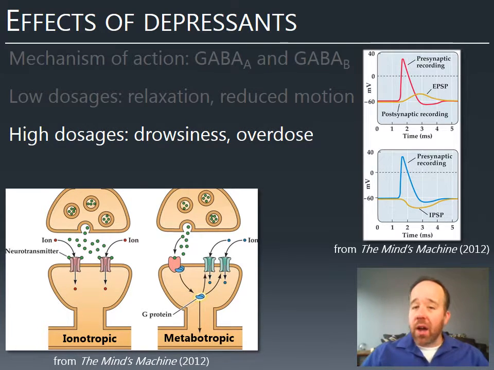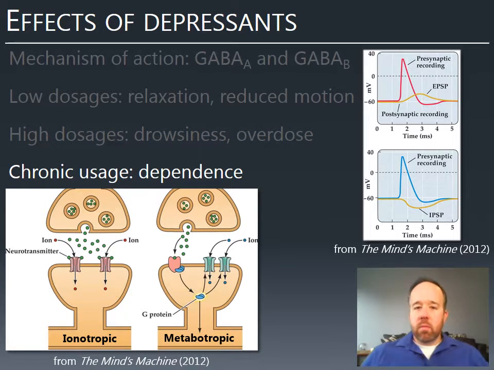And of course, at a really high dose, you'll interfere with your autonomic processes, things like respiration. So with enough of a depressant, you'll stop breathing. And that is one of the dangers of overdosing on depressants, is death through such a marked decrease in activity that your autonomic functions stop altogether.